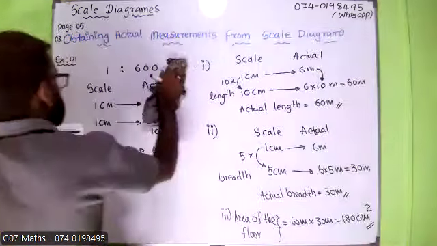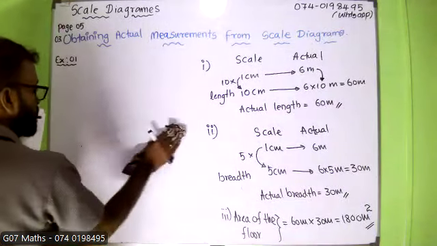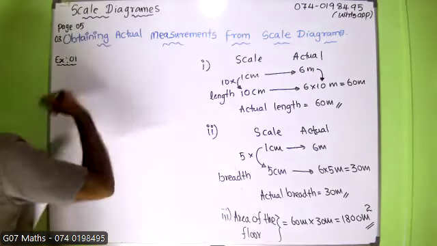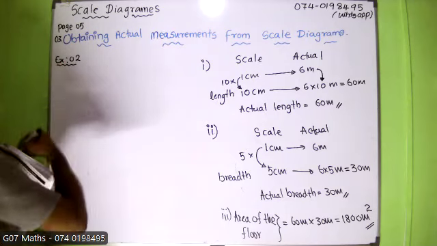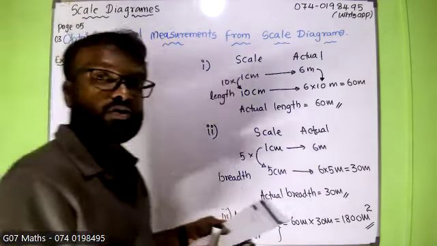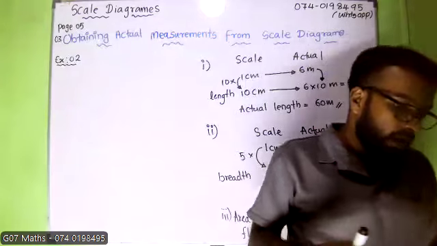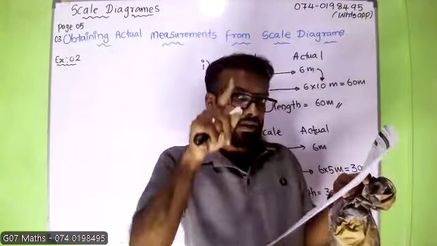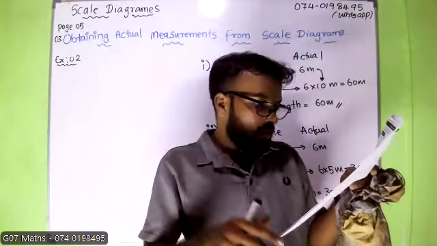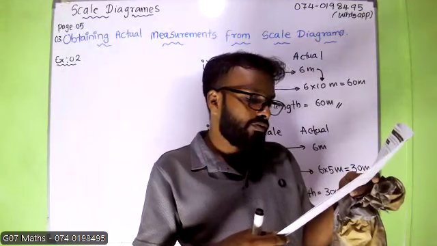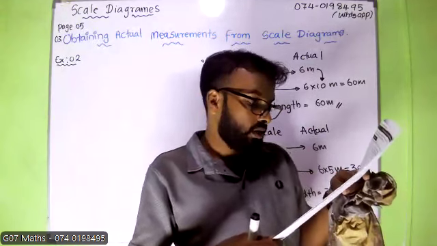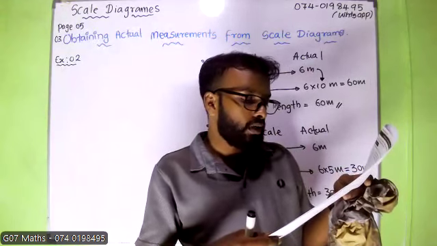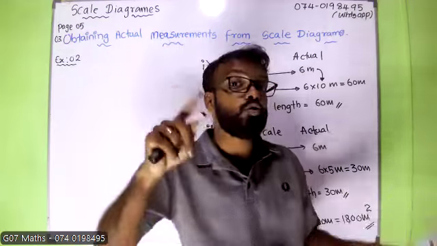Okay, example number 2. So what we have here in example number 2? Focus on the board. A triangular shape rooftop, drawn to the scale of 1 to 300. The side length of the scale drawing is 1.5 centimeters. Calculate the side length of the rooftop.